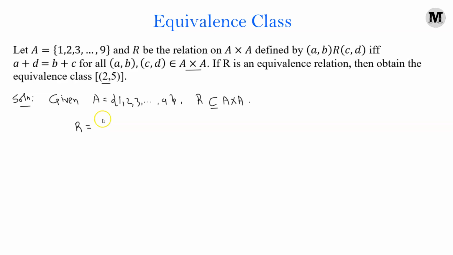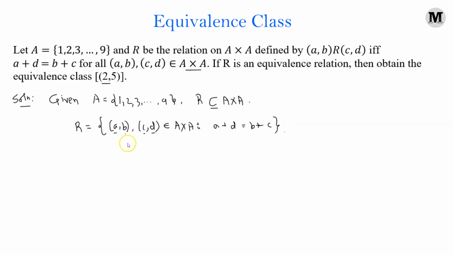So R is defined as the set of the ordered pairs (a, b) and (c, d), and these two ordered pairs belong to the Cartesian product of A with itself such that they are related to each other as a + d = b + c. Here we are taking the sum of the outer elements of the two ordered pairs, a and d, and this is going to be equal to the sum of the inner elements b and c.